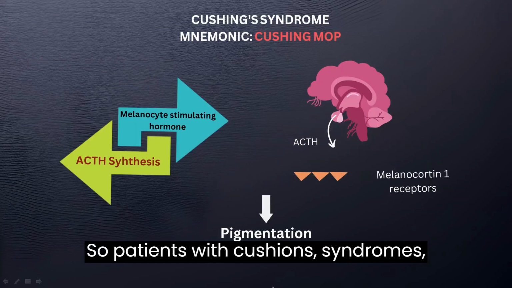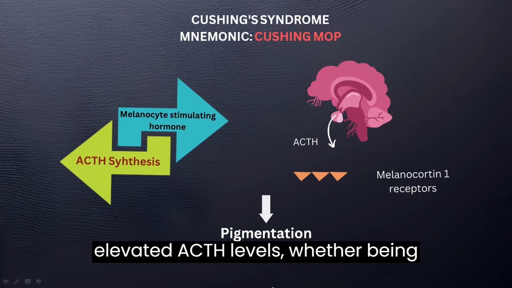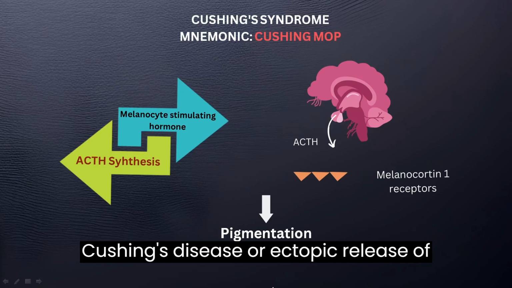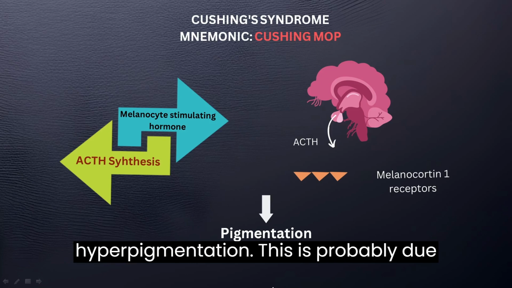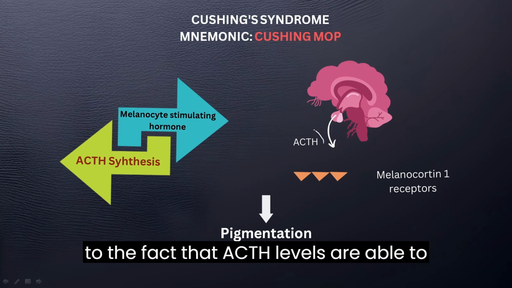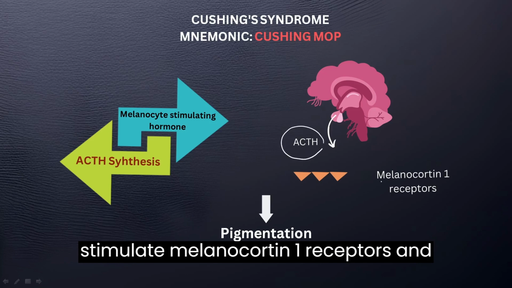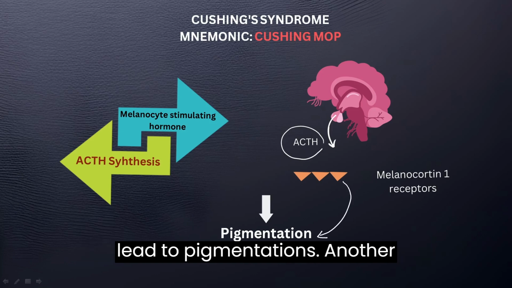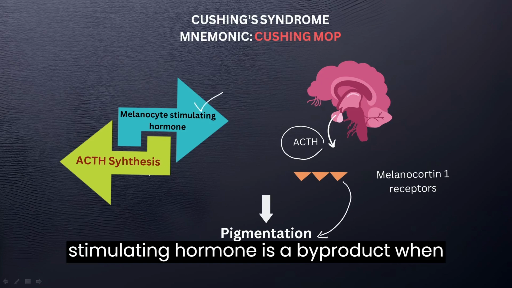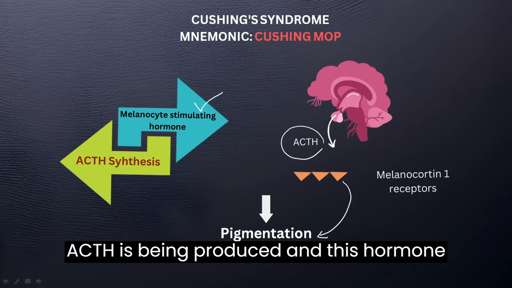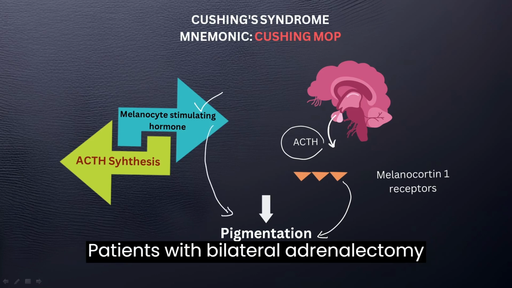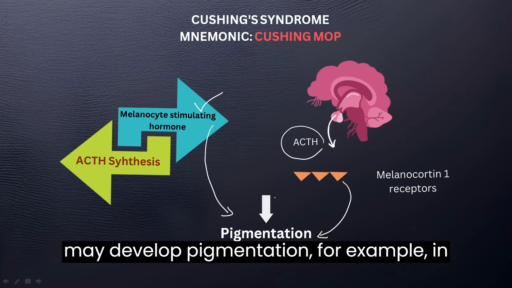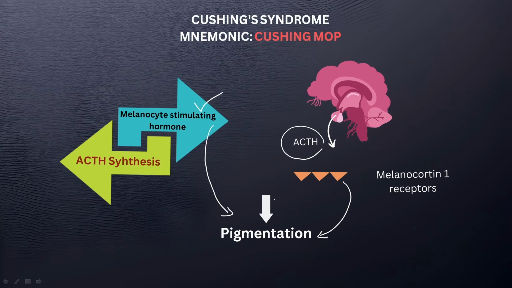So patients with Cushing syndrome, specifically those that result from elevated ACTH levels, whether being Cushing's disease or ectopic release of ACTH, may develop hyperpigmentation. This is probably due to the fact that ACTH levels are able to stimulate melanocortin 1 receptors and lead to pigmentations. Another explanation is that melanocyte stimulating hormone is a byproduct when ACTH is being produced, and this hormone is also able to influence pigmentations. Patients with bilateral adrenalectomy may develop pigmentation, for example, in Nelson's syndrome.